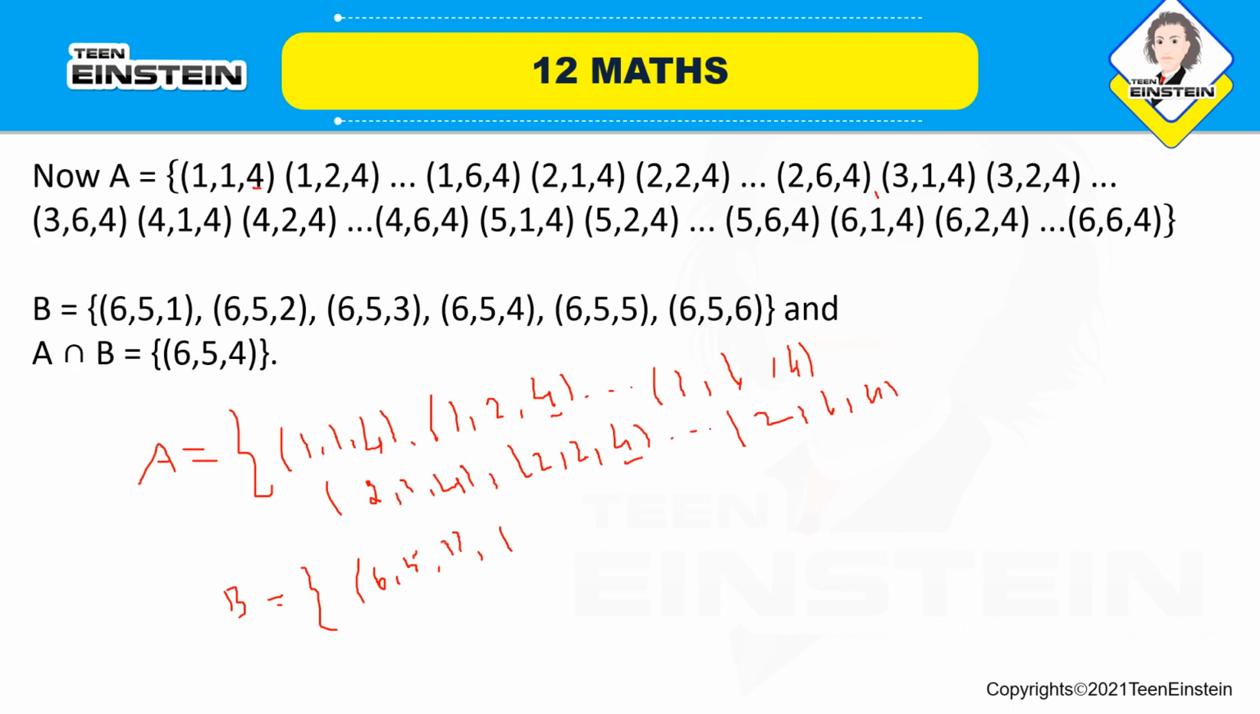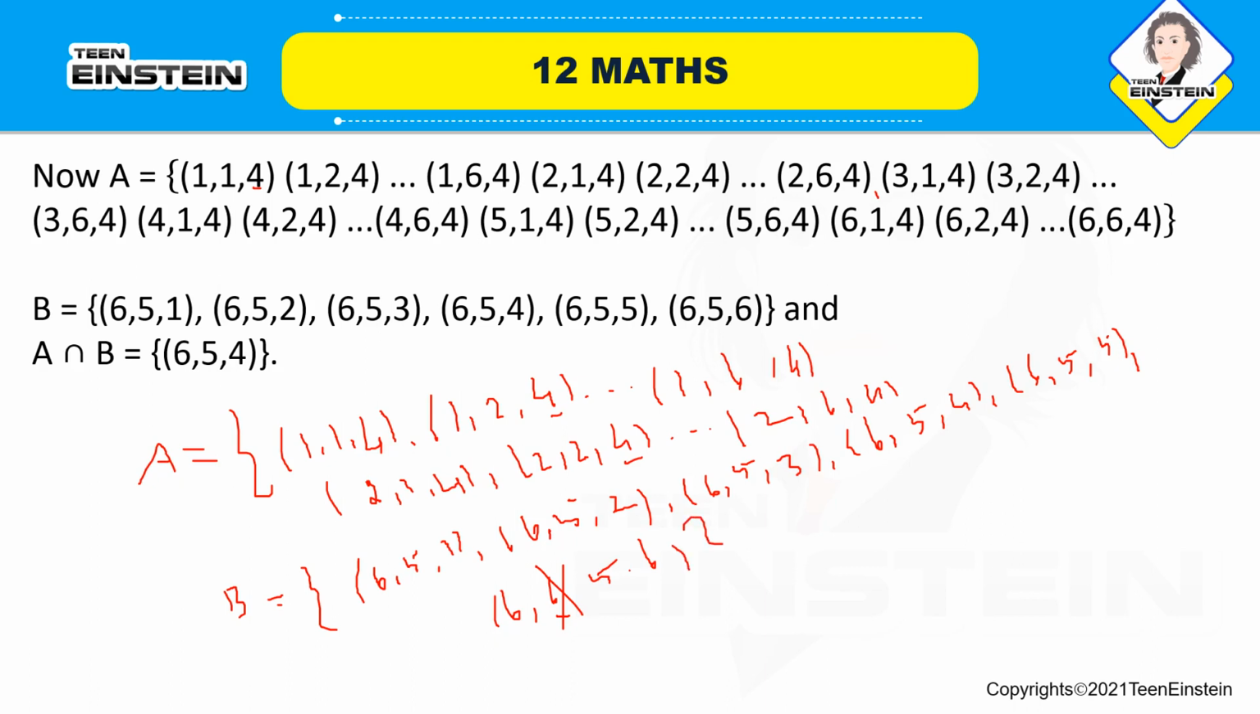Either 1, 651, or I will get 2, 652, or I will get 3, 653, or I will get 4, 654, or I will get 5, 655, or I will get 6, 656. Here the second place must be 5, because that is the event: B is 5 on the second throw. So 656. This is the possibility.